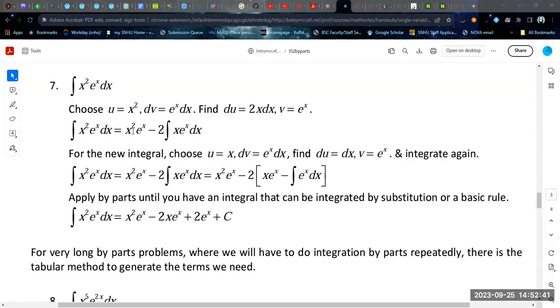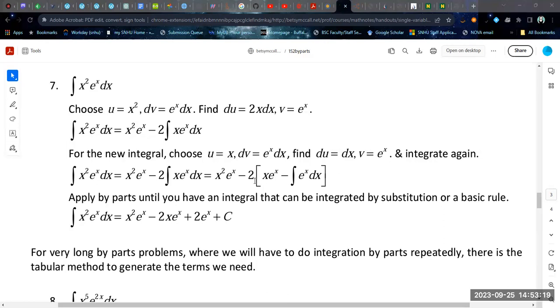And then following our formula, we have our u and our v minus our v du. And so we end up here. Now, this is not something that I can integrate right now just by itself, but I can do by parts a second time. And so just following the same process, I'm going to let now x be u, and again, dv is the e to the x. Now, if I take the derivative, I get dx, and v is e to the x again.